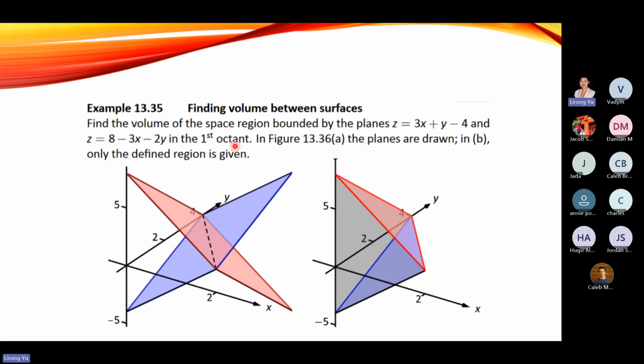What do we mean by first octant? We mean x is positive, y is positive, and z is also positive. That's what we want. Okay, so when we do that in the first octant, this is showing the entire plane. The picture on the left is showing the whole plane intersecting. The picture on the right is showing exactly what volume we are calculating.